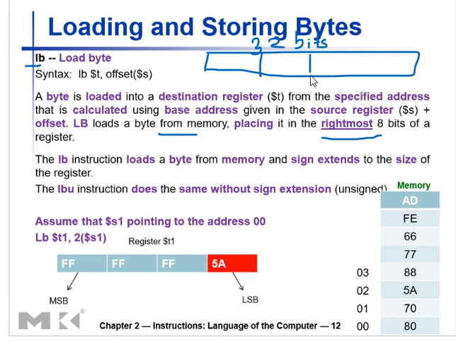1, 2, 3, 4. 4 bytes. Okay, this is 8 bits. This is 8 bits. Another 8 bits. Another 8 bits. So load byte will load 1 byte. 1 byte means 8 bits. So it is loaded onto the rightmost bits of your register.